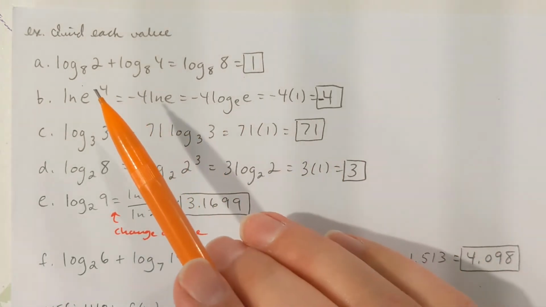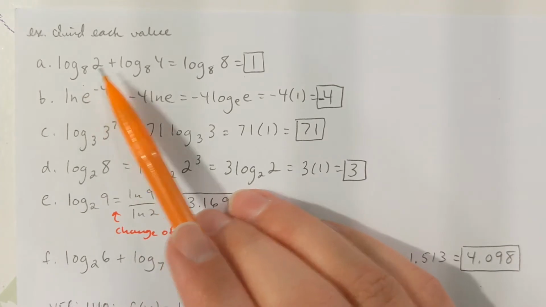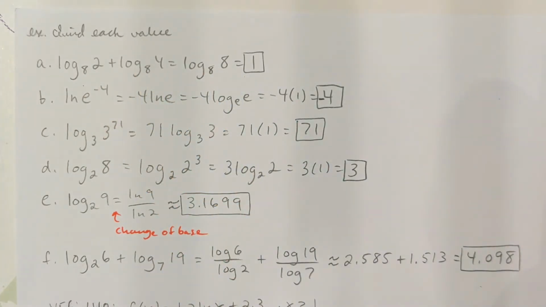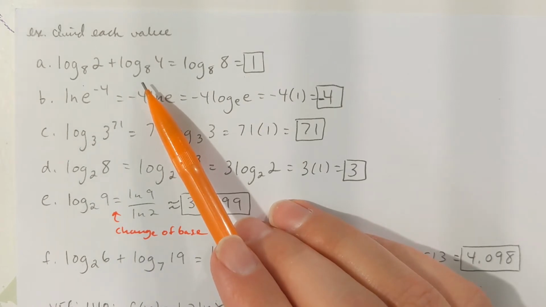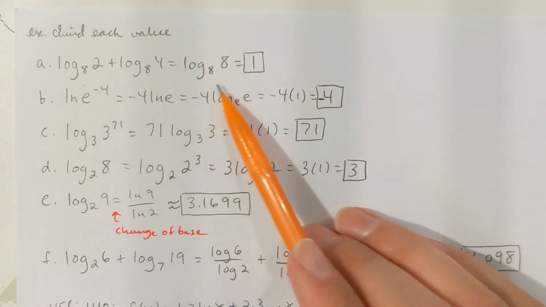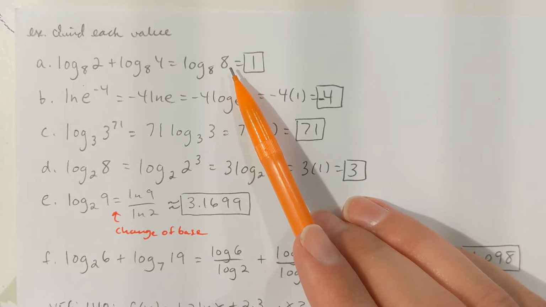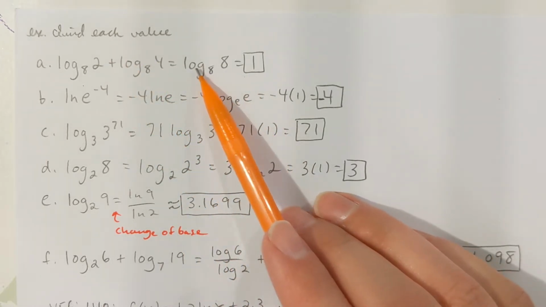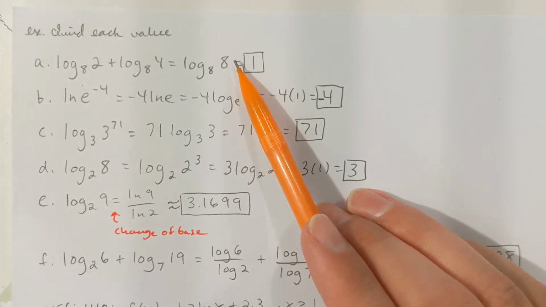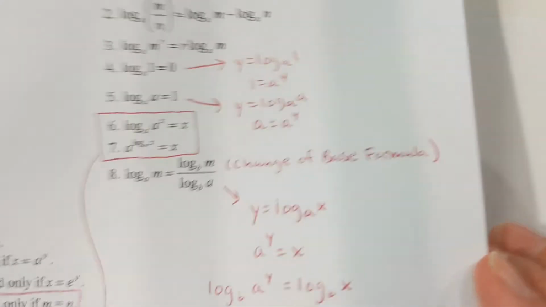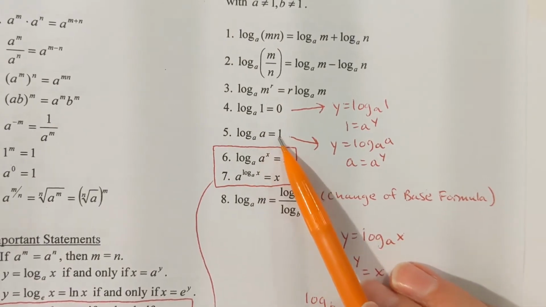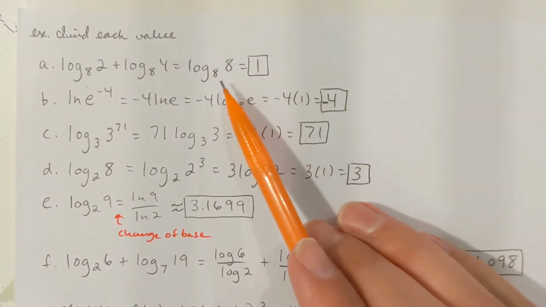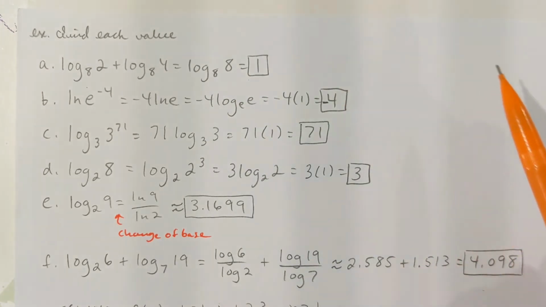Part A, we want to find log base 8 of 2 plus log base 8 of 4. Well, if I'm adding two logarithms with the same base, law 1 says that I can condense that to a single logarithm by multiplying the inner terms. 2 times 4 is 8. And so I'm looking at log base 8 of 8. Law 5 on the sheet says that whenever the base and the input are the same, you always get 1. So log base 8 of 8 is 1.